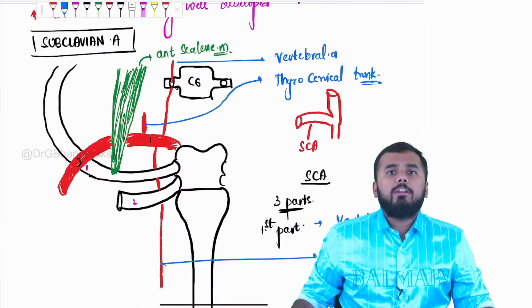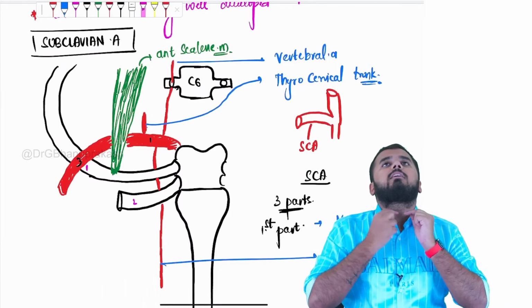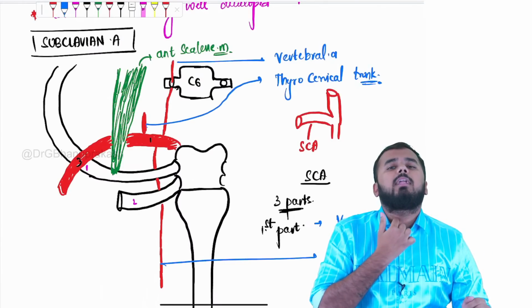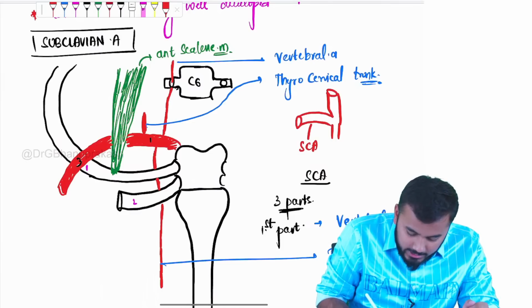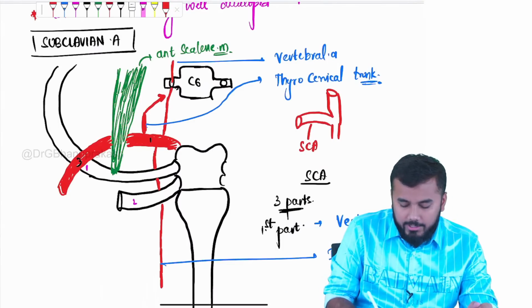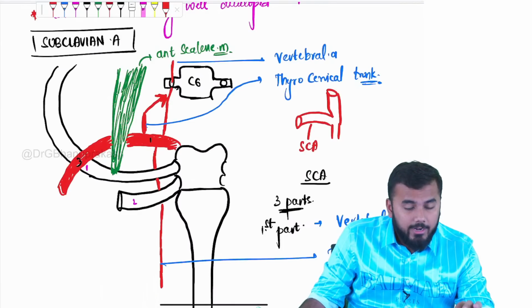So where is the thyroid region? Let us say here I have C6, here I have C7, right? Somewhere here I have got my thyroid gland, right? So it gives a branch that goes like this towards the thyroid region. So this is called the thyroid artery, that is the inferior thyroid artery.